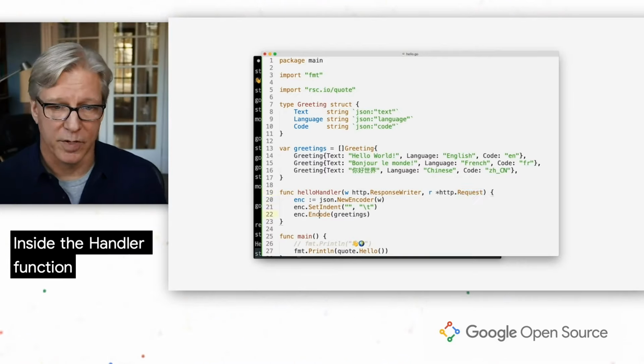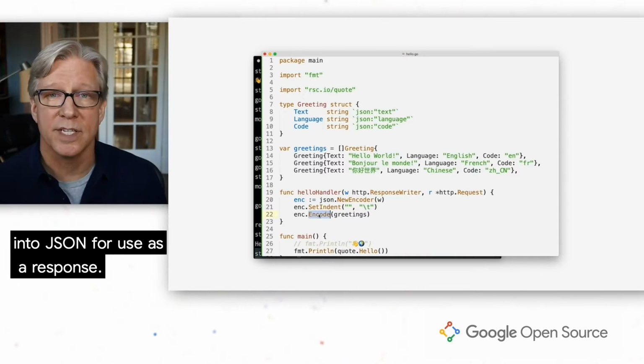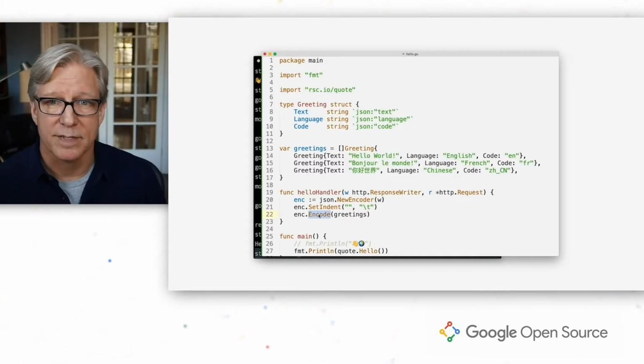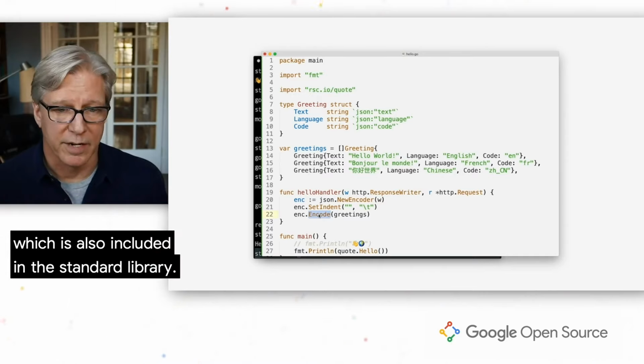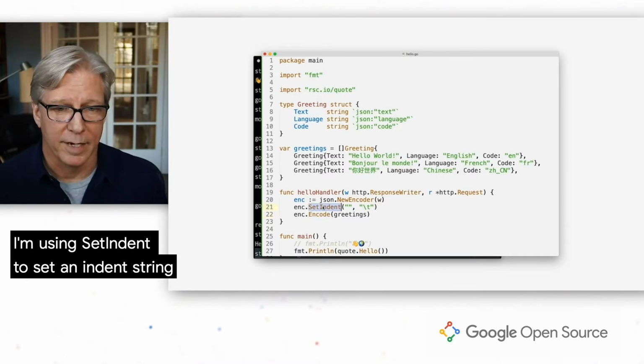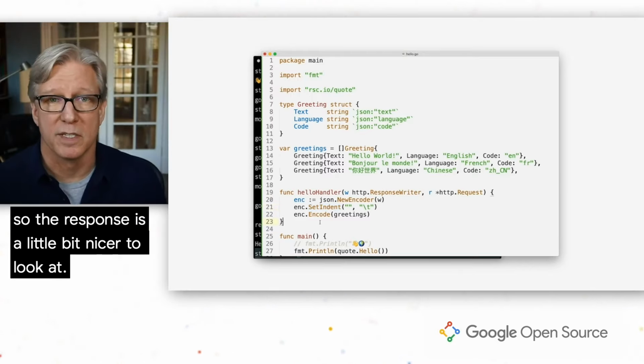Inside the handler function, my handler function encodes the contents of the greeting slice into JSON for use as a response. To do that, it uses an encoder type from the JSON package, which is also included in the standard library. And I'm using SetIndent to set an indent string, so the response is a little bit nicer to look at.